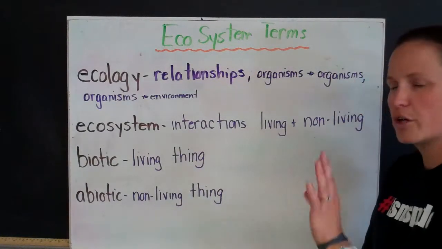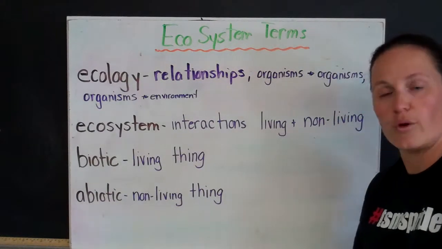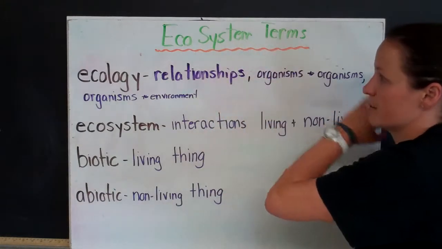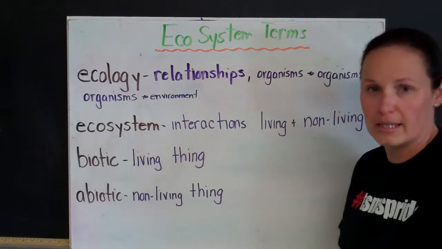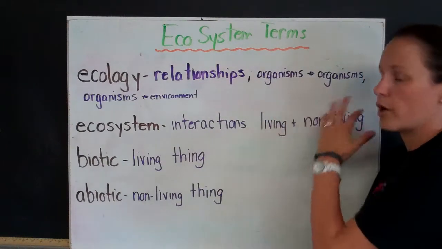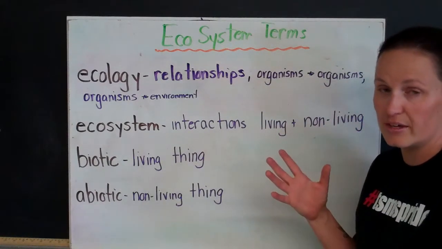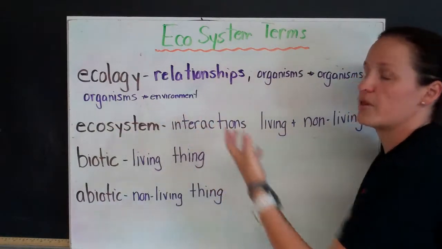For this video, I'm just going to go over some terms that you're going to need for this unit of science. So these are ecosystem terms. First is ecology. Ecology is the study of relationships between organisms, so between two living things, or organisms within their environment.